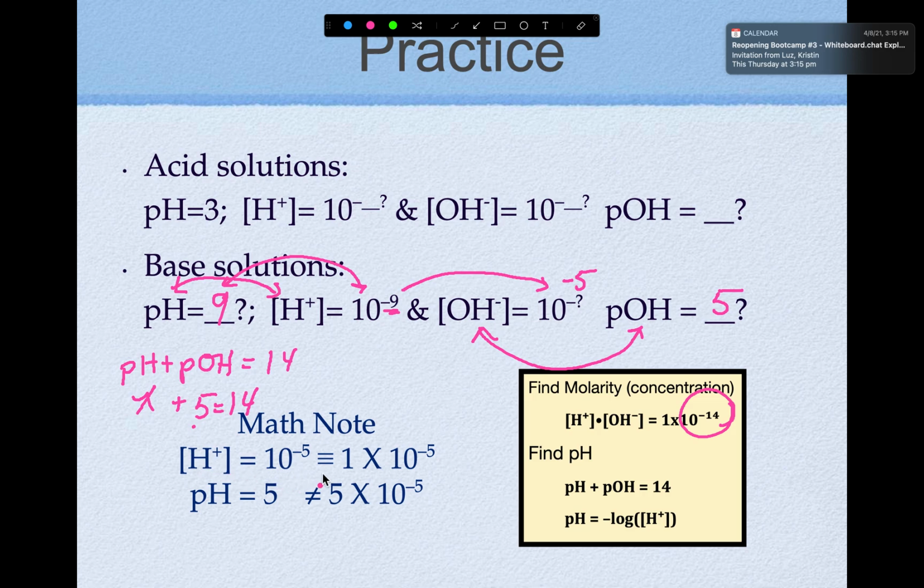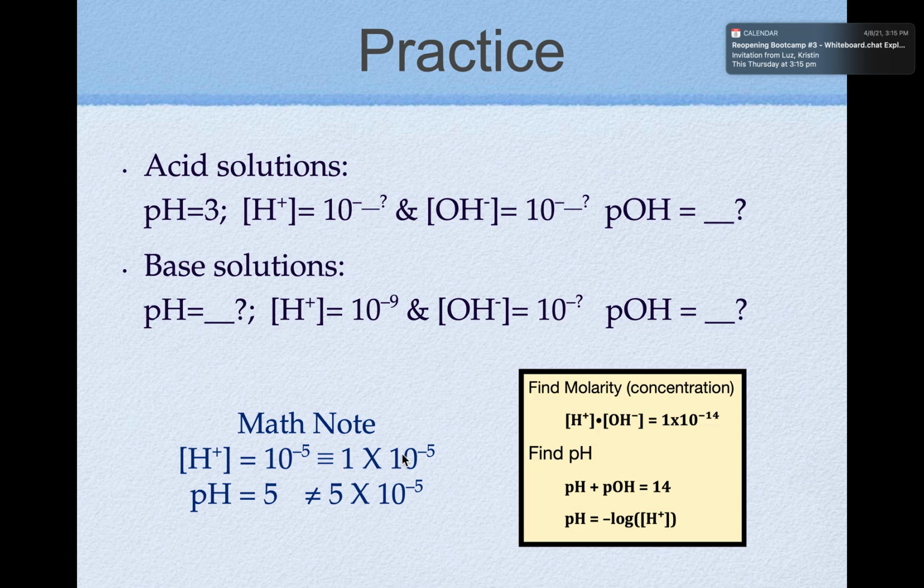Quick math note, sometimes, like in these up here, the 1 gets dropped, and that's because 10 to the minus 5 is identical to 1 times 10 to the negative 5. And a common mistake is when I say pH of 5, I do have people who put a 5 here sometimes. So be careful of that.